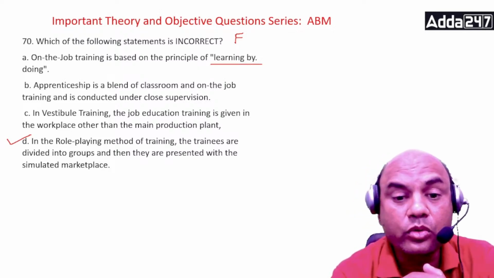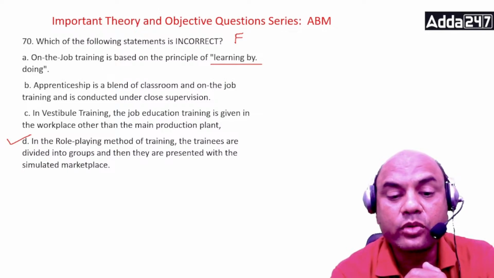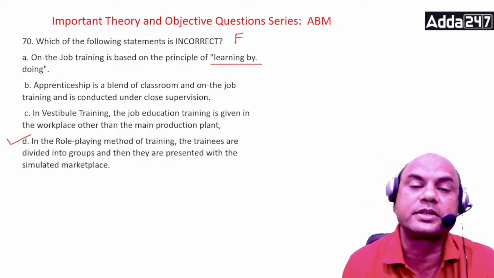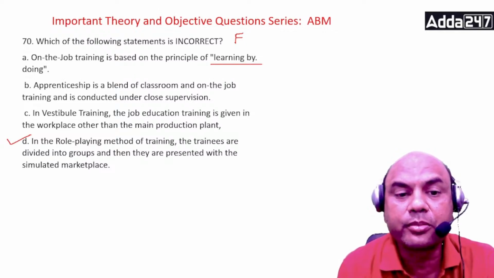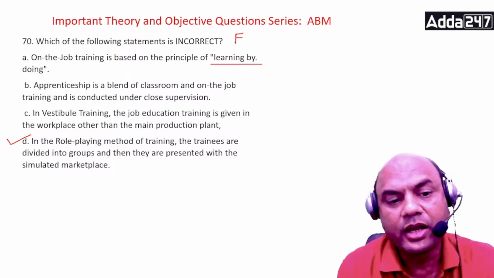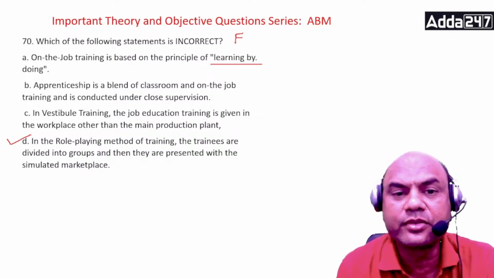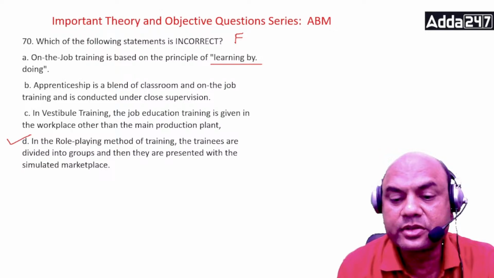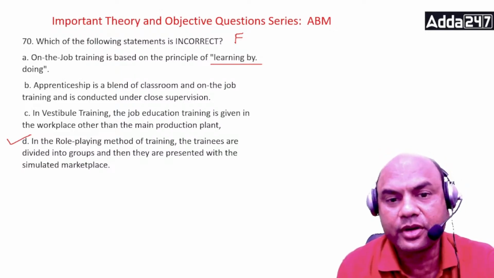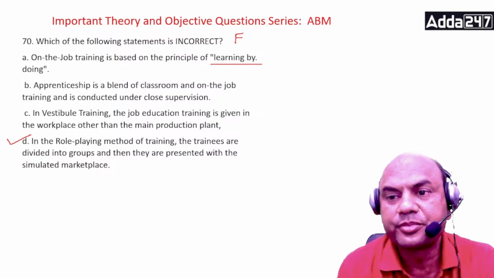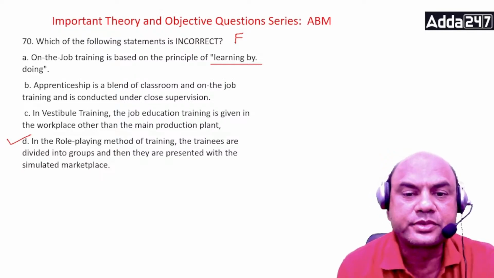But what about the true ones? Statements 1, 2 and 3 are true. So what is apprenticeship? Apprenticeship is correct: on the job plus classroom. On the job means learning by doing, and vestibule means the same one as I told you. Vestibule means we give the training outside the regular working. Okay, that's vestibule.